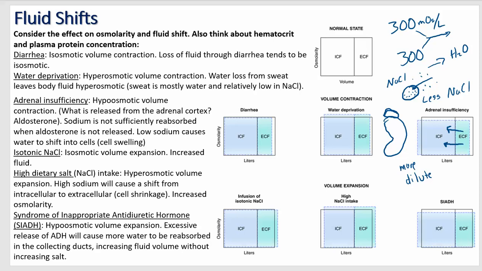So those were our volume contraction examples. Okay. So let's look at our volume expansion. So we're going to have a lot of these things again are going to just be the opposite, except in the case of the first one, it's kind of the opposite. There is no fluid shift for isotonic sodium chloride.